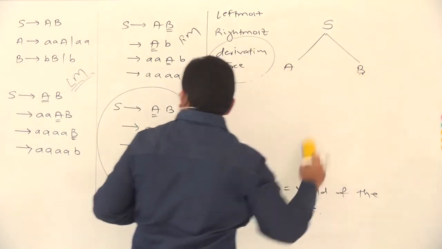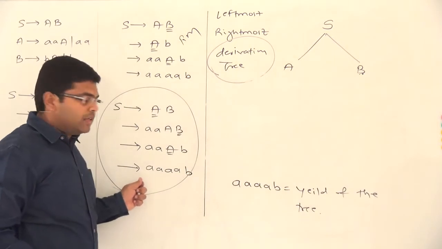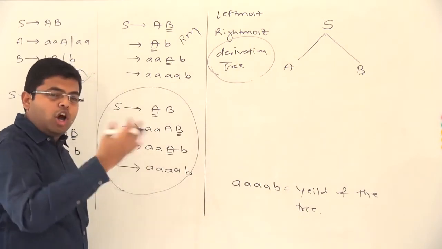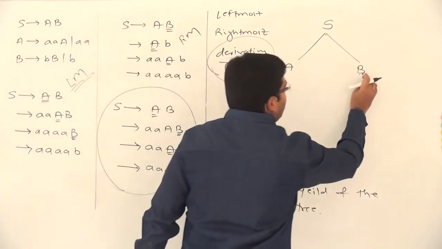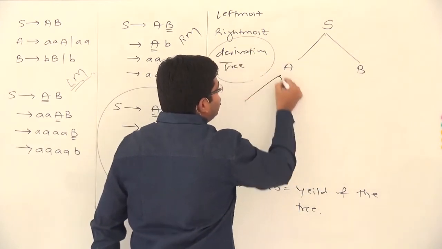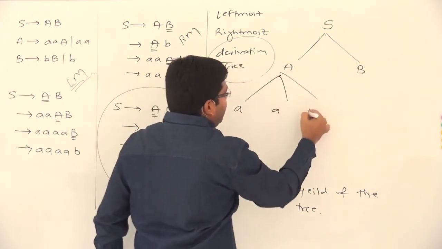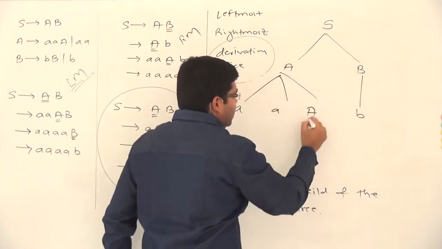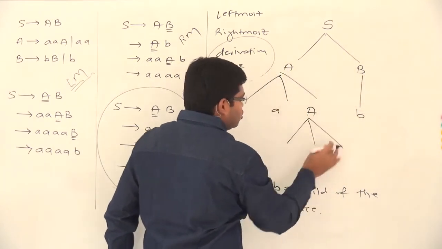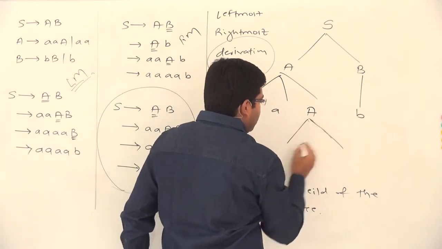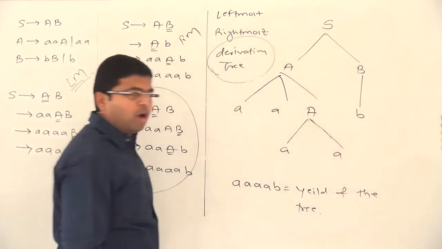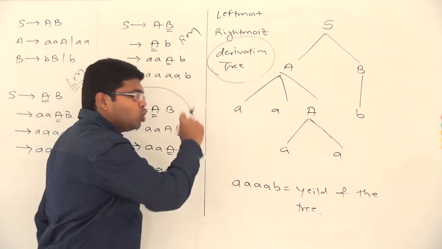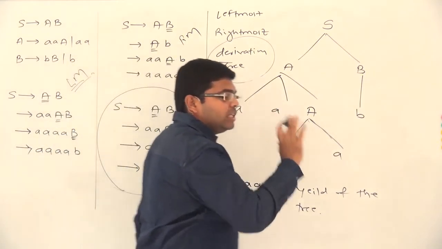Let us try the derivation tree for the third case also, for this third derivation, which is neither leftmost nor rightmost. First of all we will replace the left variable, so this A will become capital A capital A. Then let us go for the right replacement B, and then go for the remaining replacement. So this A will be replaced with small a, but in this case also the derivation tree is the same.